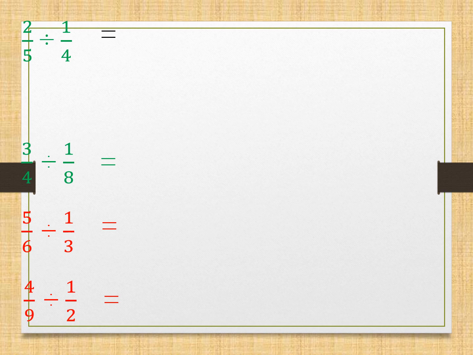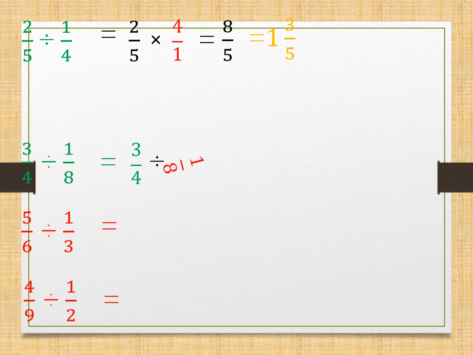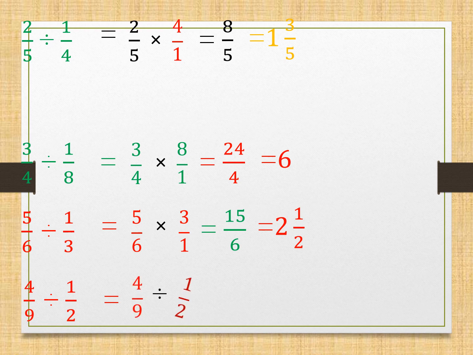And let's do one more exercise about division. 2 over 5 stays the same. Division becomes multiplication, and we use the reciprocal of 1 over 4. We turn it upside down. Instead of 1 over 4, it becomes 4 over 1. So 2 over 5 times 4 over 1 becomes 8 over 5, and then you divide to get 1 and 3 over 5. Do the other exercises by yourself and check your answers to make sure that you are solving right.